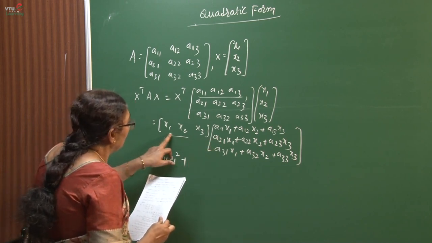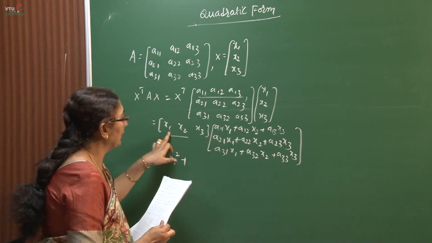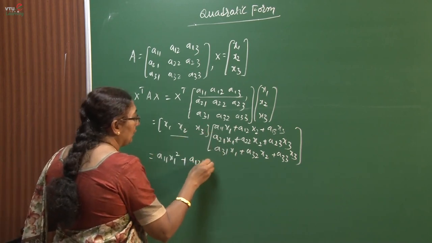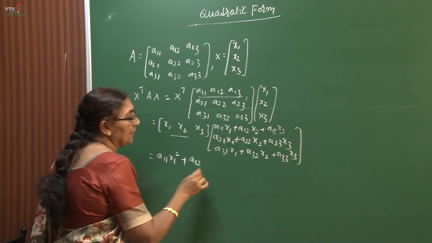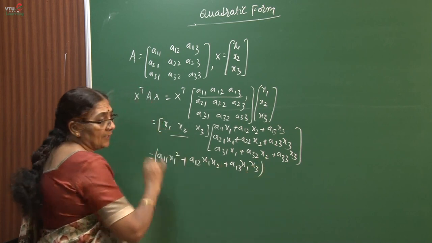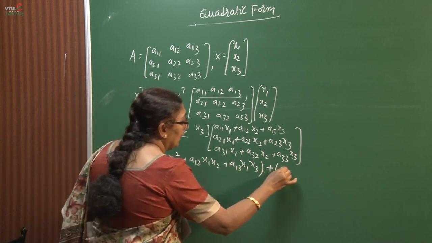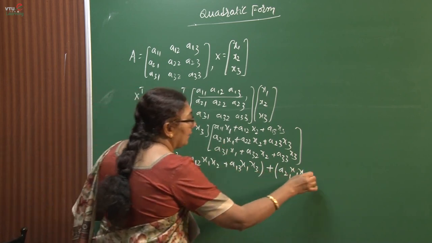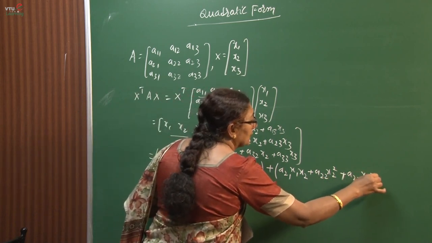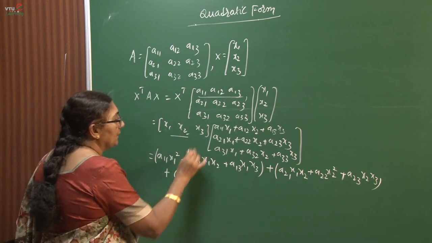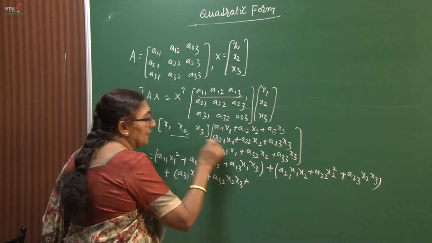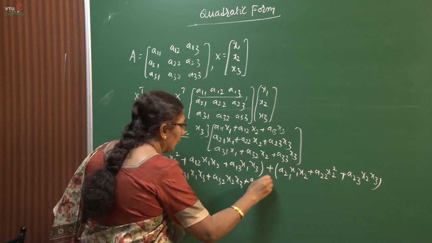Observe carefully and then you do it. Row into column means x1 is multiplied by this value, x2 multiplied by this value, x3 multiplied by this value. Therefore, x1 multiplied by A12 gives A12 x1 x2, then A13 x1 x3. These come under x1. Next, x2 with this: A21 x1 x2, A22 x2 square, and A23 x2 x3. This comes under x2. Next, x3 with this: A31 x1 x3 plus A32 x2 x3, and then x3 x2 is nothing but x2 x3 only, plus A33 into x3 square.